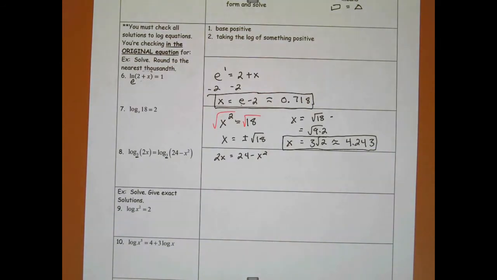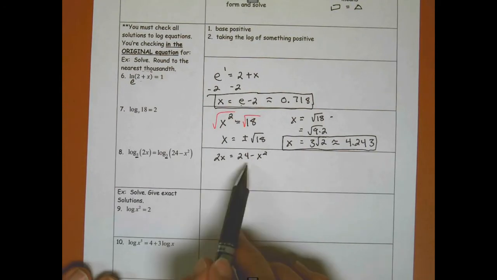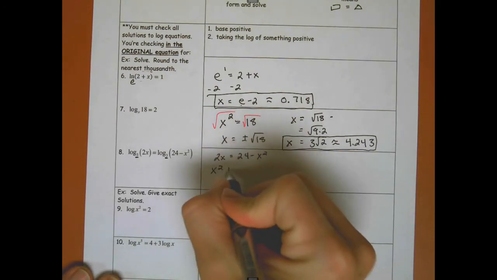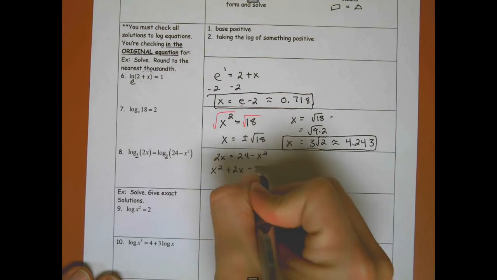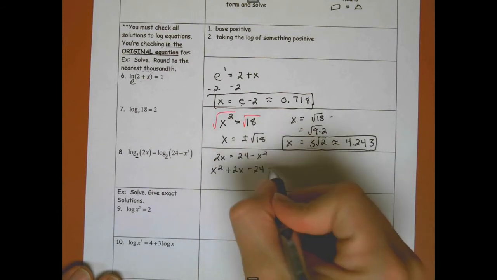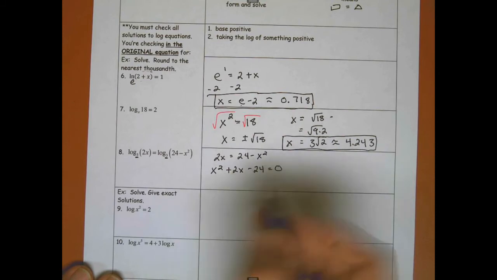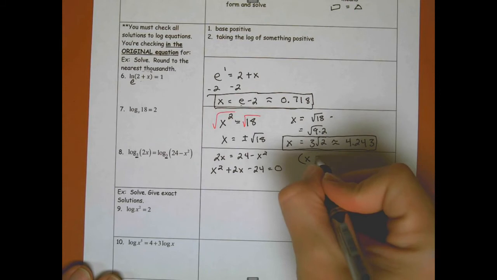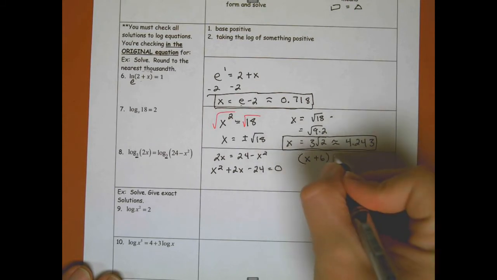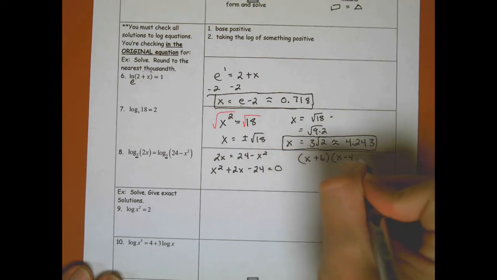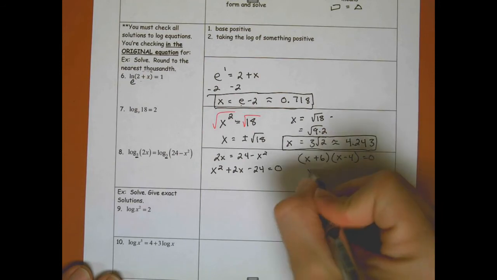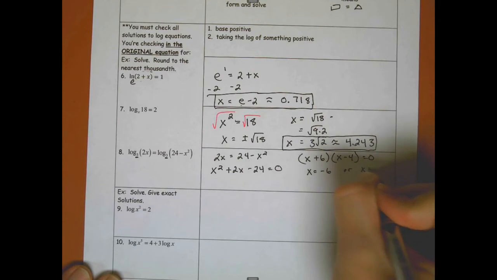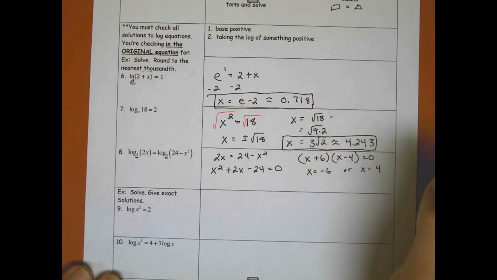This is a quadratic. I'm going to move everything to the right to set it equal to zero. That makes my x squared positive. And then two numbers that multiply to negative 24 and add to 2 are 6 and negative 4. And so that gives me solutions, x equals negative 6, or x is equal to positive 4.